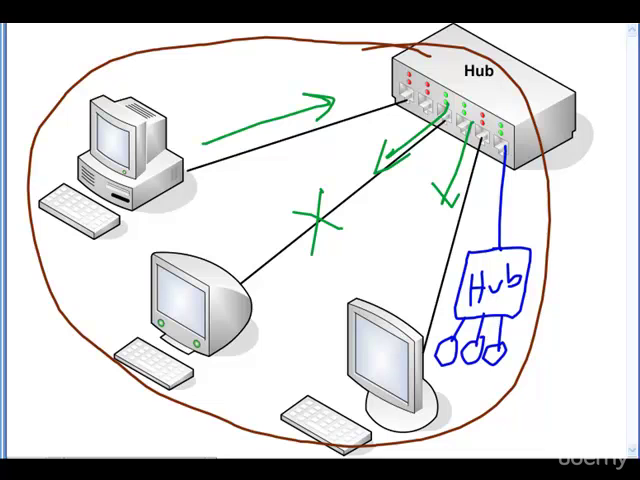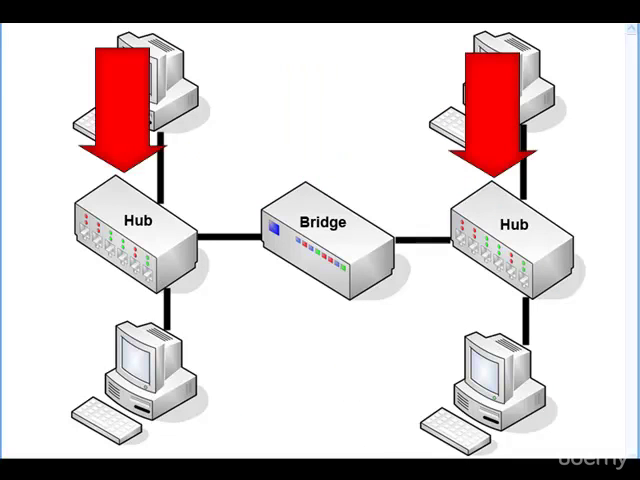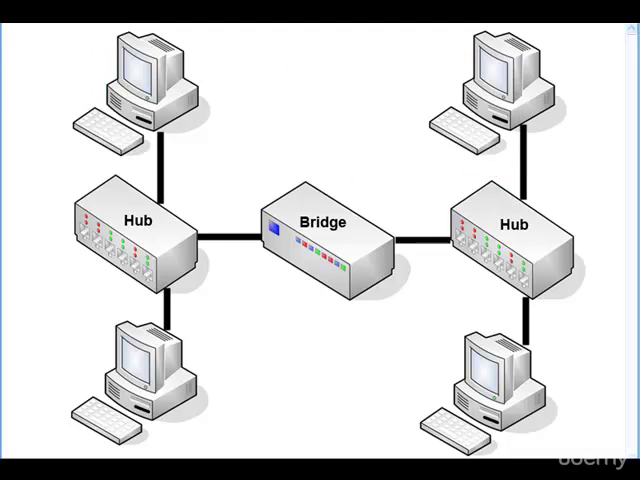Let's take a look at how bridges create and define collision domains. Okay, in this local area network, we have a bridge at the center, and connected to it are two hubs, and then two PCs hang off of each hub. And bridges function differently than hubs. A hub, as we know, just repeats a frame out any connected interface, whereas a bridge is a bit smarter.